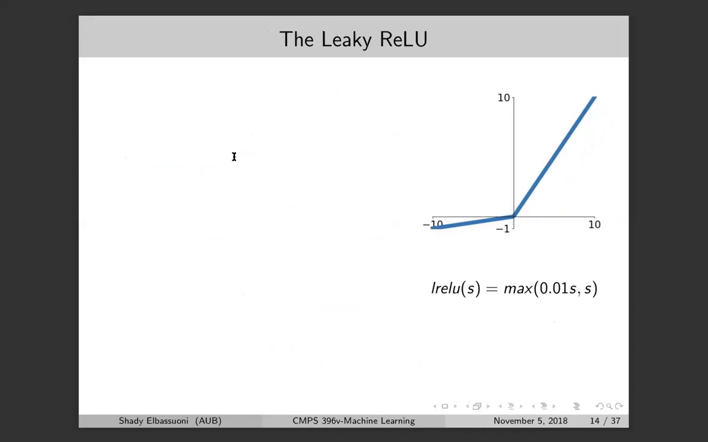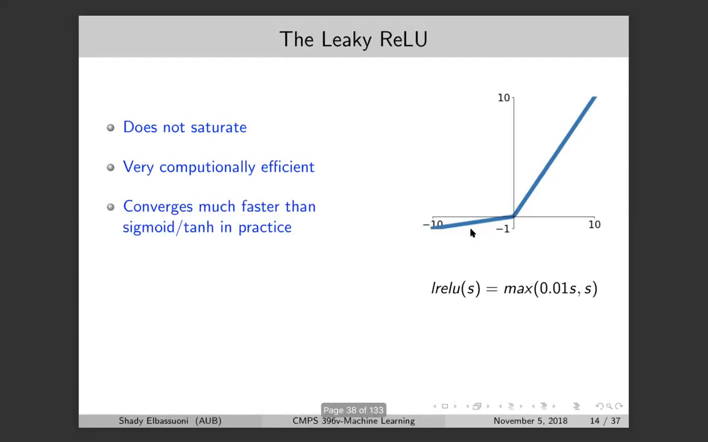Now, finally, and we'll stop here. The leaky ReLU, right? The leaky ReLU is a generalization of the ReLU activation function, and it's the maximum of 0.01 S and S. So in the positive region, it outputs the signal, and in the negative region, it outputs 0.01 times S. So the derivative here is not 0 anymore, so you don't get the 0 gradient problem, or it doesn't saturate. It's very computationally efficient. You just multiply by 0.01 or output the signal as is. And it converges much faster than sigmoid and tanh in practice. It will not die. So basically, there is no 0 gradient problem.